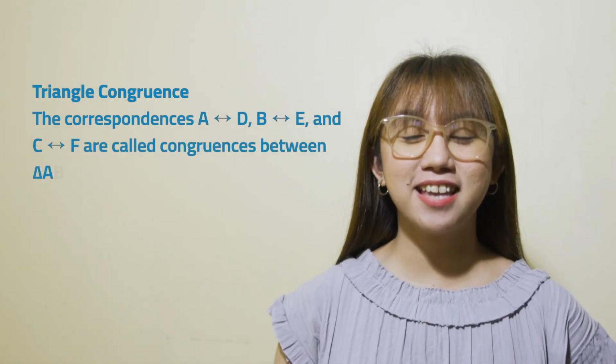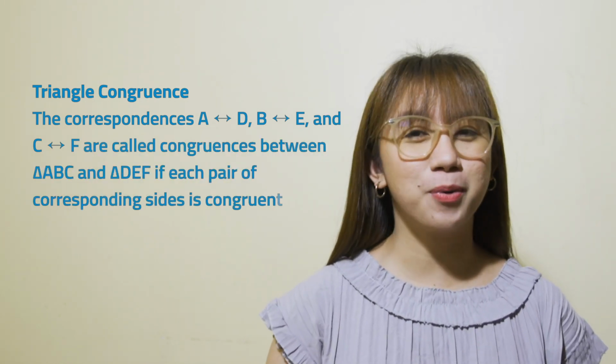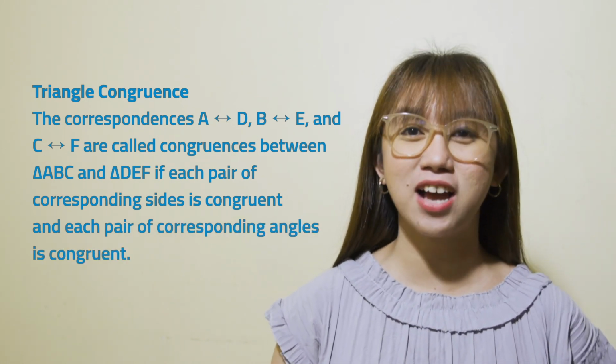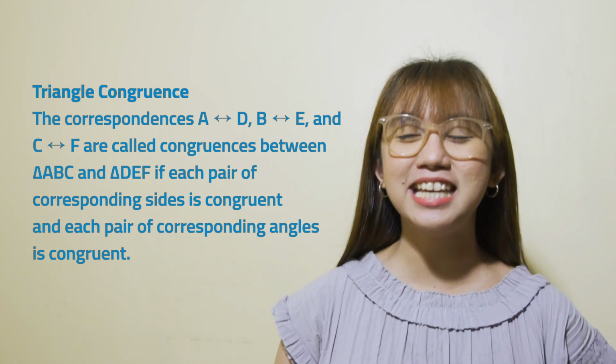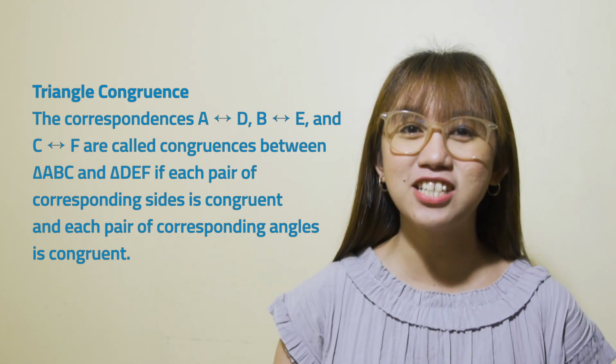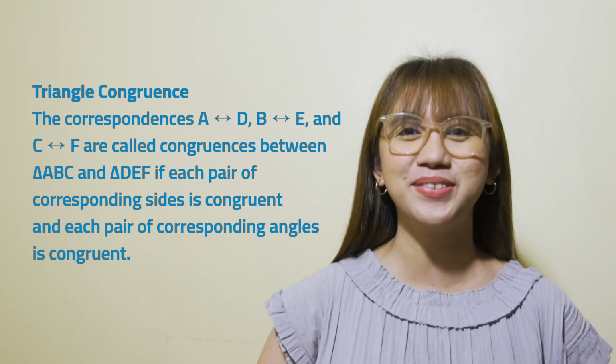Let's learn about triangle congruence. The triangle congruence states that the correspondences A corresponds to D, B corresponds to E, and C corresponds to F are called congruences between triangle ABC and triangle DEF if each pair of corresponding sides is congruent and each pair of corresponding angles is congruent. Observe that the order of writing of the vertices must follow the indicated correspondences between vertices. A corresponds to D, B corresponds to E, and C corresponds to F.